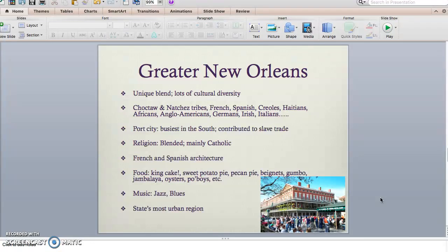Religion is blended, but you do have a lot of Catholicism. A lot of people practicing Catholicism in New Orleans, which if you've walked down the streets in New Orleans, you've probably seen Catholic churches. You have a lot of French and Spanish architecture, foods, king cake, sweet potato pie, pecan pie, beignets, gumbo, jambalaya, oysters, po' boys. All of those different foods are very popular, and a lot of them come from New Orleans. Music, you have jazz, blues. It's also the state's most urban region, so many more cities in the greater New Orleans area.